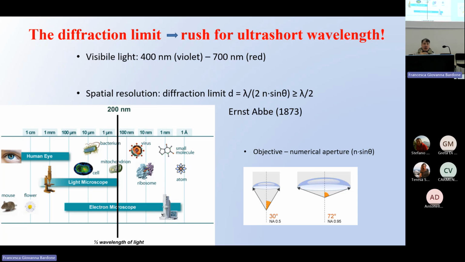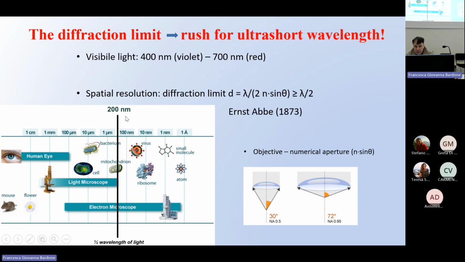You are working with the visible lambda, 3,000, 4,000 angstrom. The resolution is half of this lambda. This means that objects smaller than that cannot be seen. You can put many magnifications on the system. You only enlarge a confused object. You cannot pass the resolution.